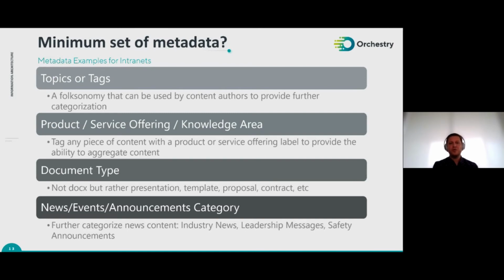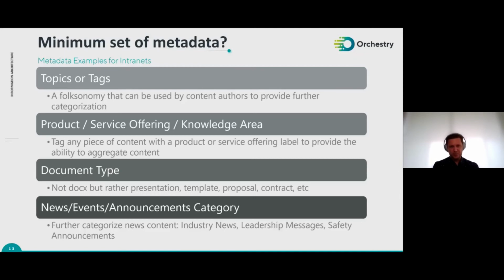The first one is around topics or tags. Topics or tags is a nice broad-level term you can use across all of your types of content within your intranet, whether it's document-based content, news, events, policies, procedures, forms, stories, pages, documents, whatever it is. Topic or tag can be a great way to aggregate content. The other one is what we call product or service offering or knowledge area, which works really well. That's the ability to tag a piece of content with, let's say, a product, and then use aggregation or roll-up capabilities to say, show me all of the content to do with this particular product, and aggregate that in one central area.